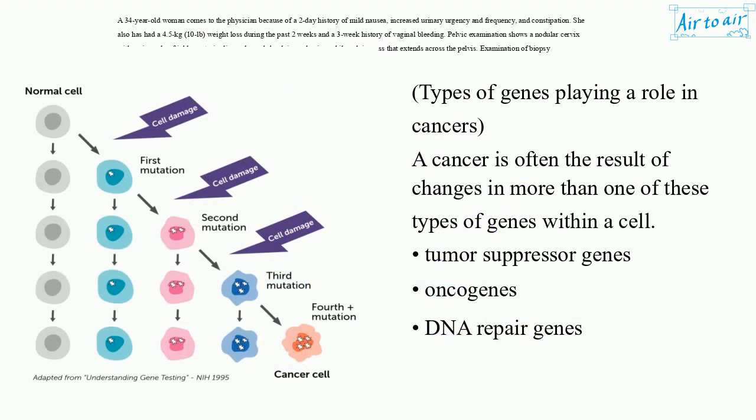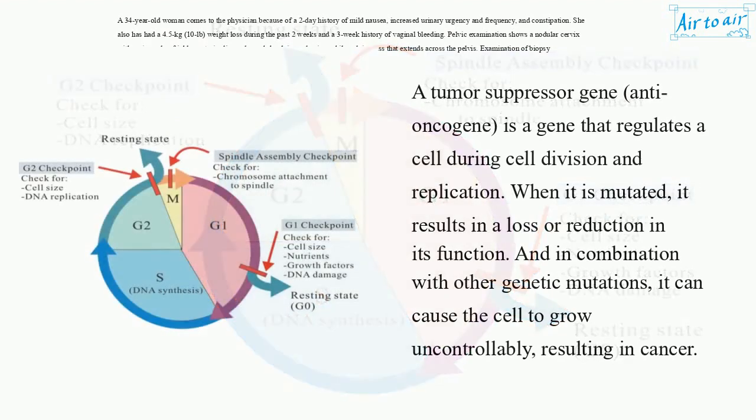Types of genes playing a role in cancers. A cancer is often the result of changes in more than one of these types of genes within a cell. Tumor suppressor genes, oncogenes, DNA repair genes. A tumor suppressor gene, or anti-oncogene, is a gene that regulates a cell during cell division and replication. When it is mutated, it results in a loss or reduction in its function, and in combination with other genetic mutations, it can cause the cell to grow uncontrollably, resulting in cancer.